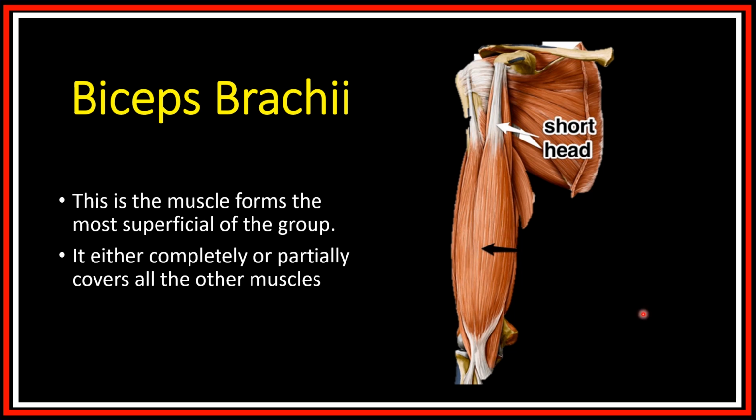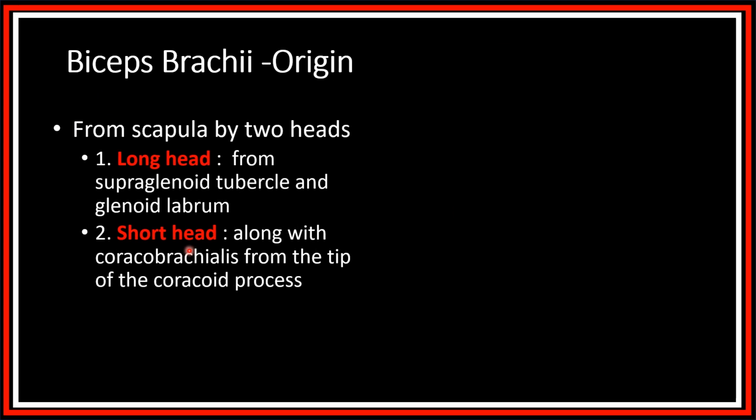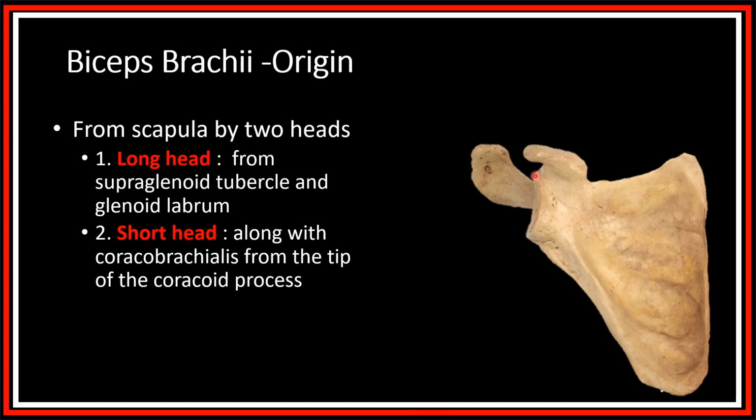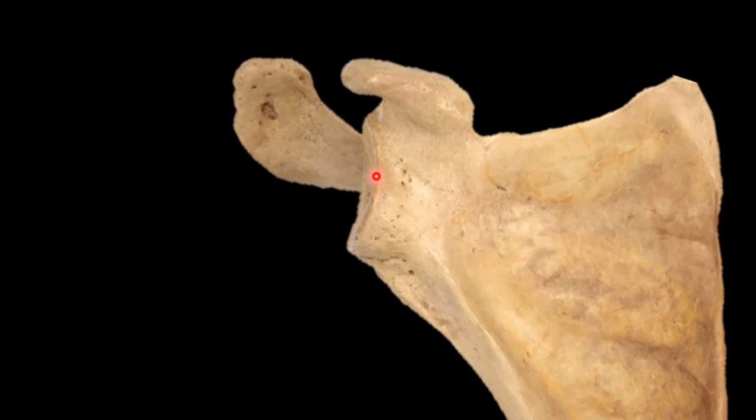The biceps brachii is the superficial muscle of this compartment, completely or partially covering the rest of the other muscles. So we have two heads. This muscle has the long head and the short head. The long head will pick origin from this part of the scapula, at this point that's called the supraglenoid tubercle.